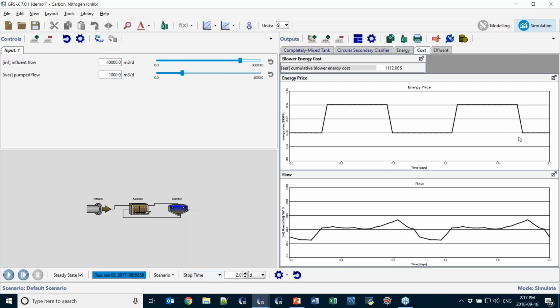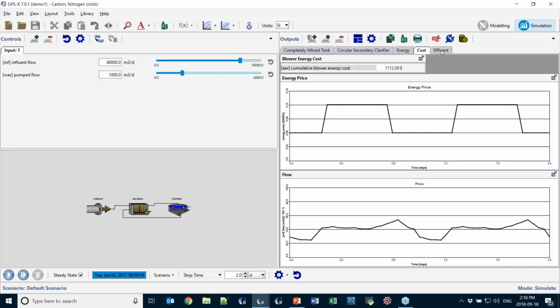So this is a case where those prices change during the day, and we can see that the amount of energy we spent was $1,112. So that's what it costs to aerate this particular system. By the way, this is about a 10 MGD plant. A little over $1,000, about $1,100 worth of energy is required to fully aerate this particular system.